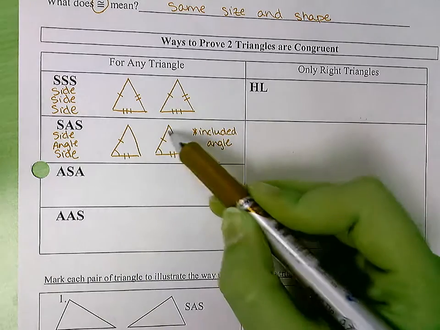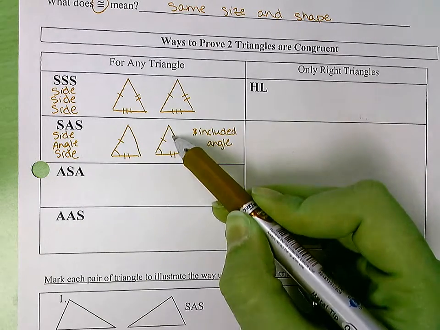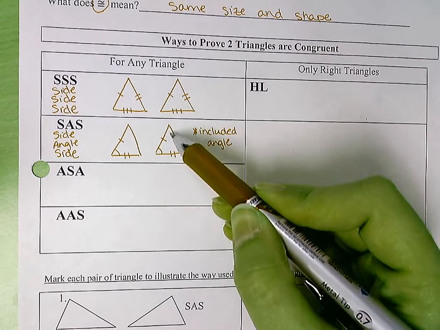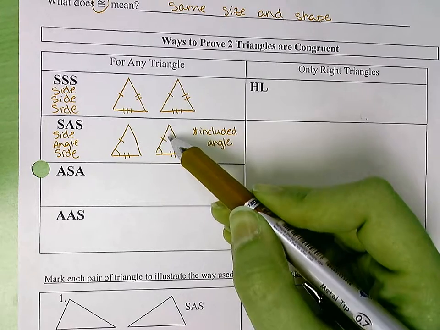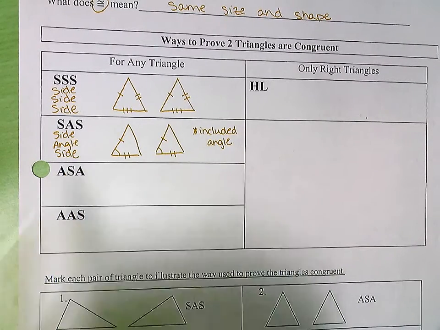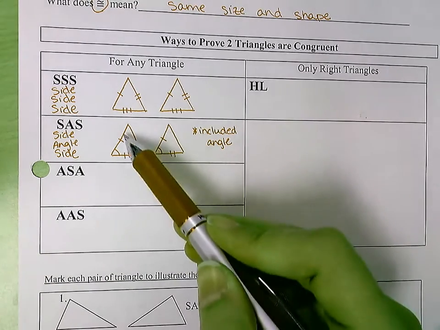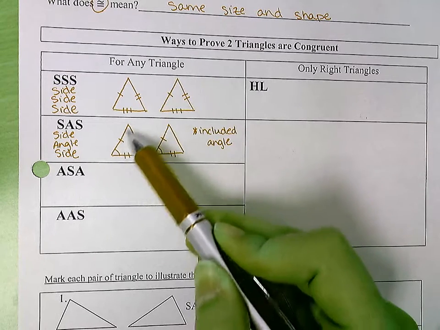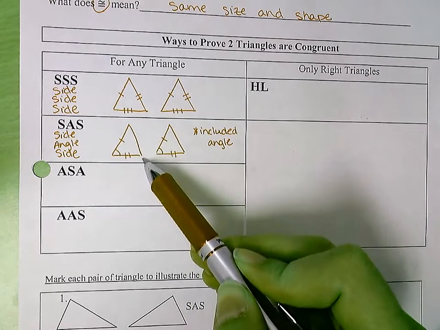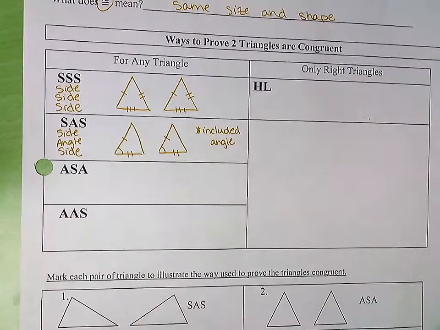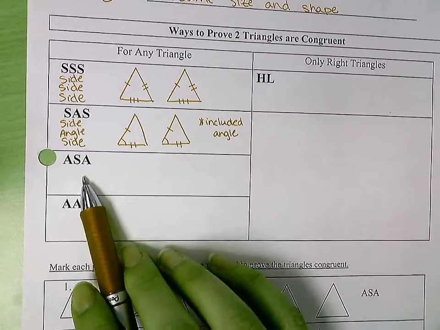If it was off up here and you knew these two sides were congruent, but your angle wasn't between those two congruent sides, they wouldn't be congruent by side, angle, side. So it has to go in that order as you go around the triangle. You'll notice if I go this way, I have a side, an angle, and then another side. It's not an angle, a side, and another side.